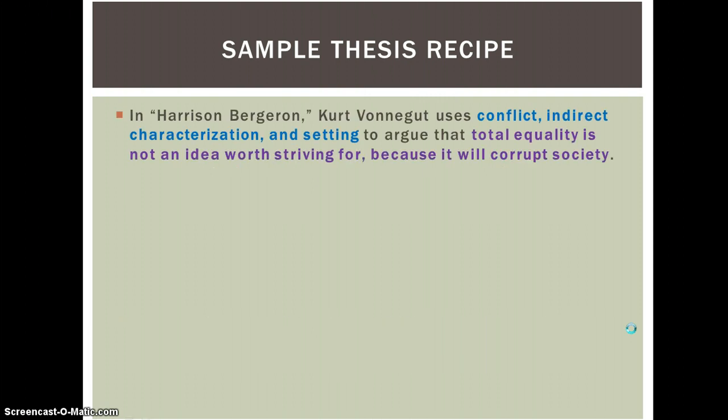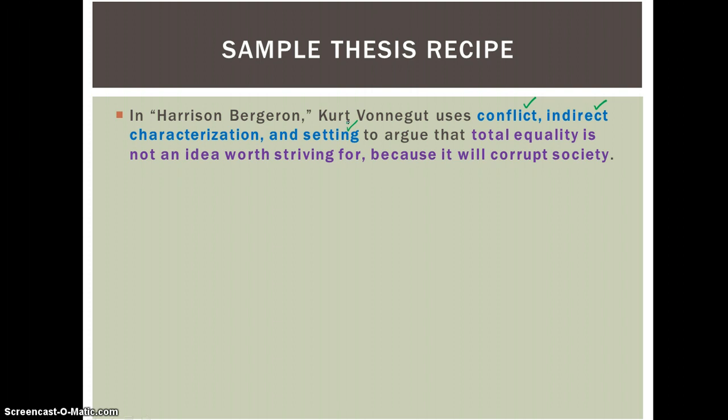So let's begin with an example thesis statement to show you what I would expect for this paper. And I've constructed one on "Harrison Bergeron." So I've said, in "Harrison Bergeron," Kurt Vonnegut uses conflict, indirect characterization, and setting to argue that total equality is not an idea worth striving for because it will corrupt society. My three organizers are conflict, indirect characterization, and setting.